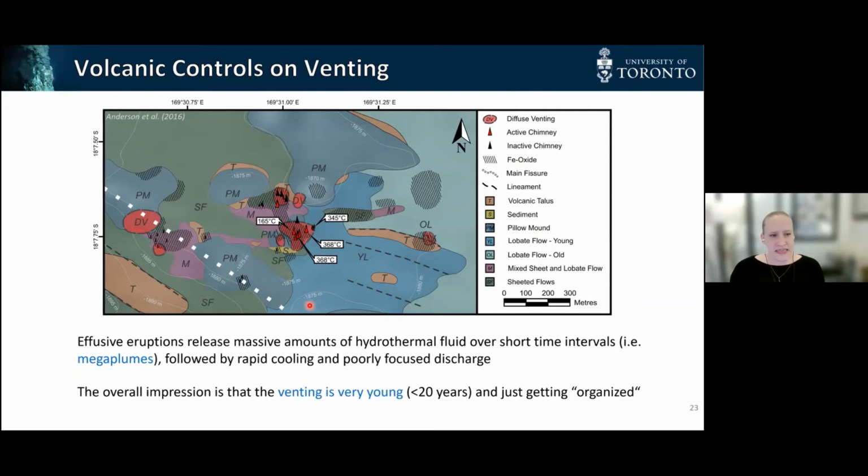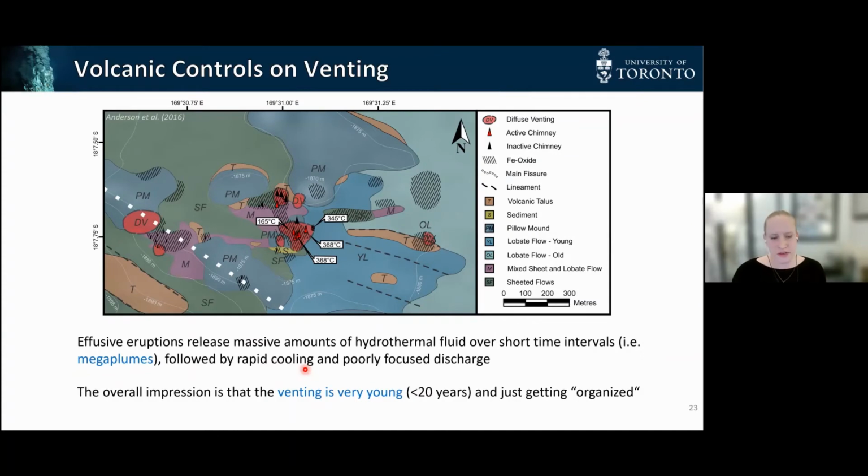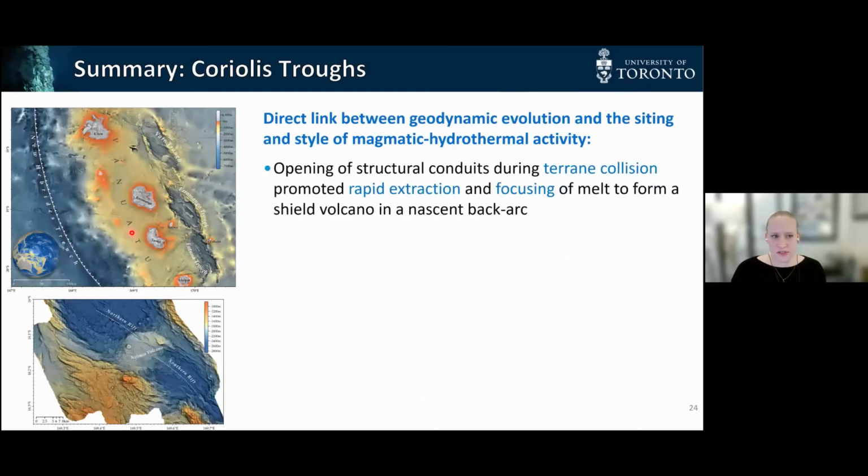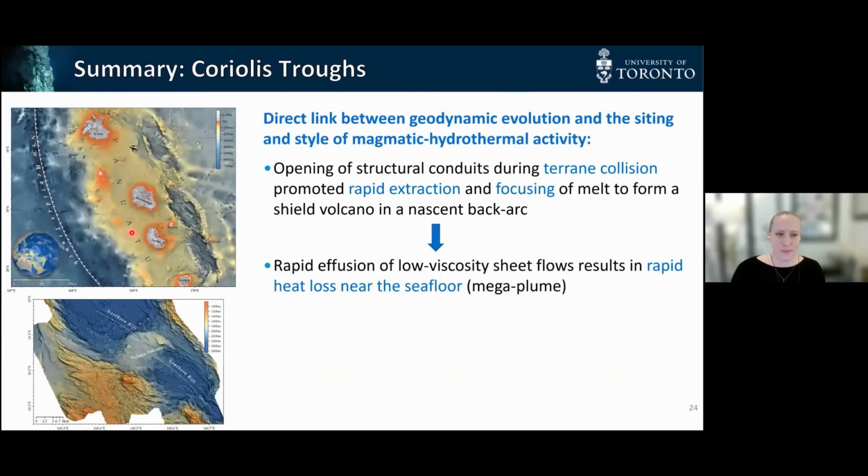However, we can still basically link the processes of focused volcanism in an extensional environment and use that to really understand ore deposits. So the take-home messages just with this area is that there is a very direct link between the geodynamic evolution and the siting and style of magmatic hydrothermal activity. We can open structural conduits during terrane collisions to promote rapid extraction and focusing of melt, to form a shield volcano in a nascent back arc, something we did not expect. That results in rapid effusion of low viscosity sheet flows with lots of heat loss and short-lived high temperature venting.